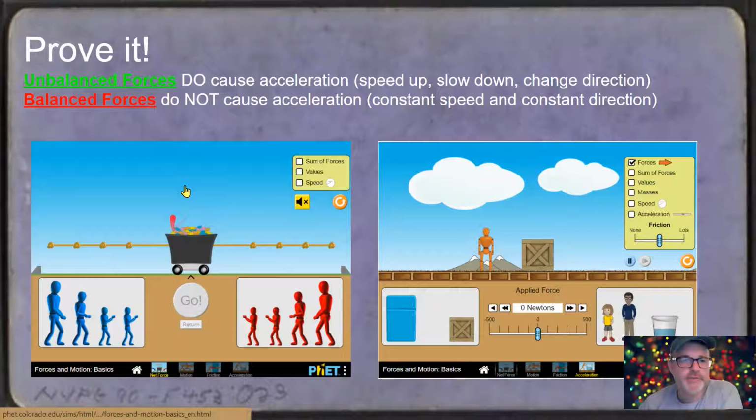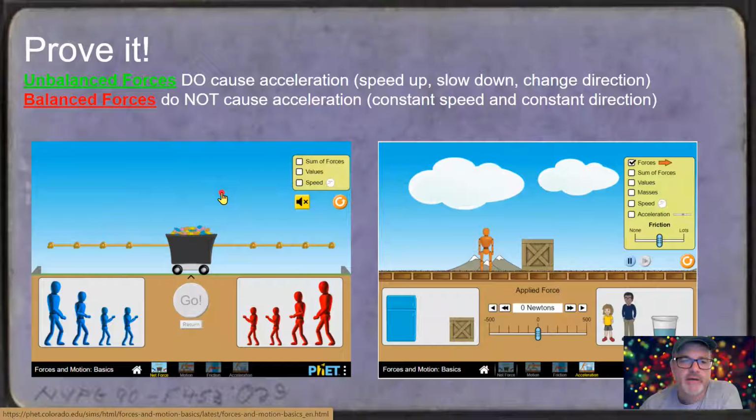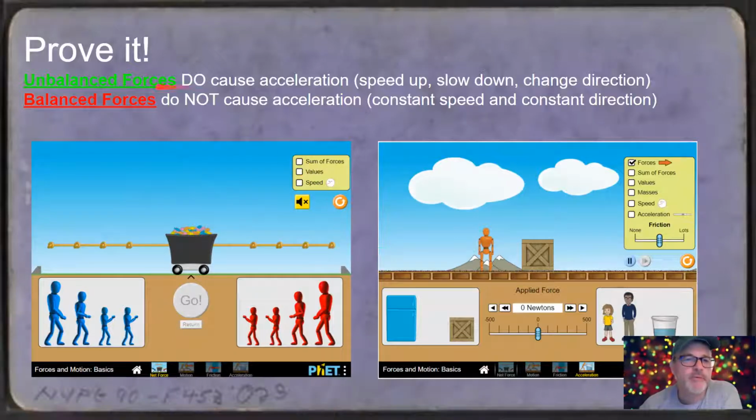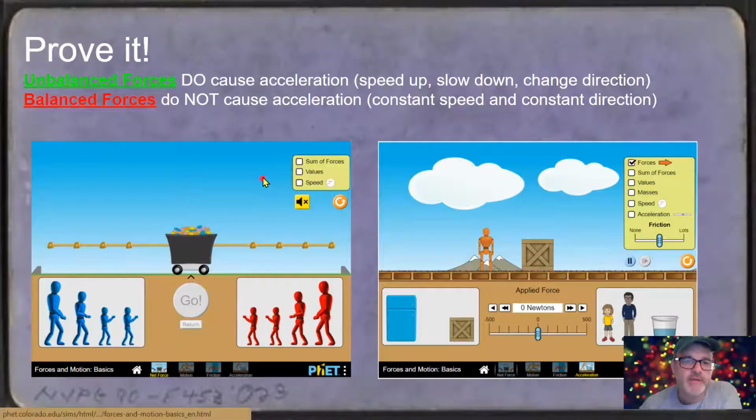Okay, so we're going to prove this to you real quick. We're going to look at a simple interactive here. By the way, you can click on these in the PowerPoint that's in the assignment on Canvas, and you can do these same activities yourself. I want to prove to you that unbalanced forces do cause the object to speed up, slow down, or change direction, and balanced forces do not cause a change. They keep the constant speed or constant direction. So let's look at that now.